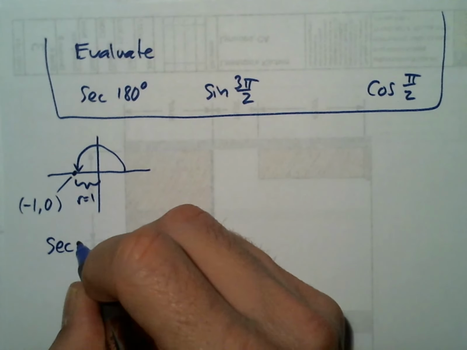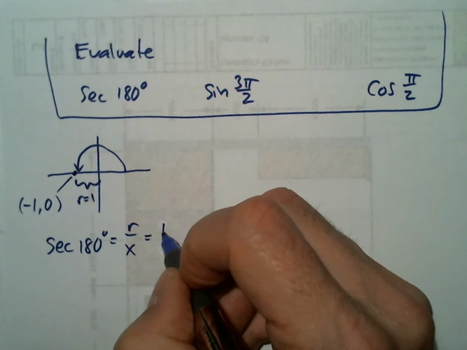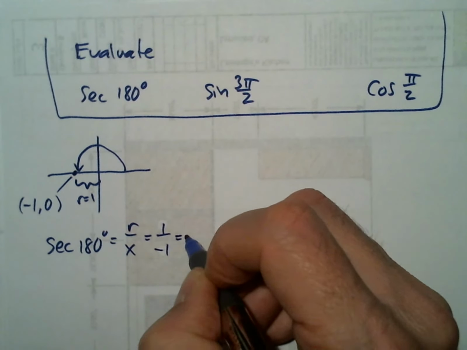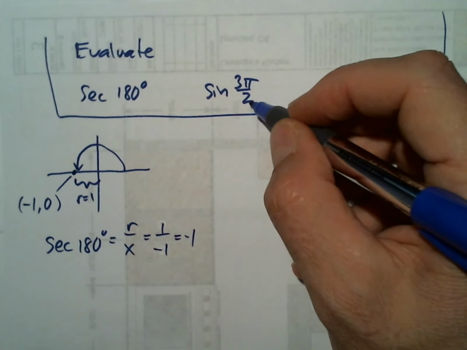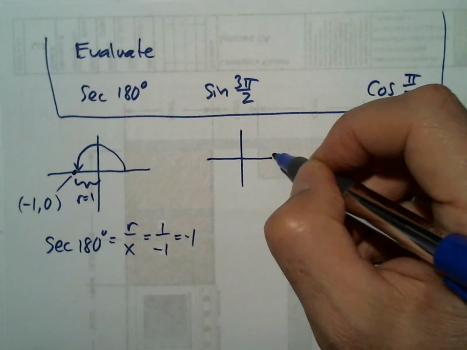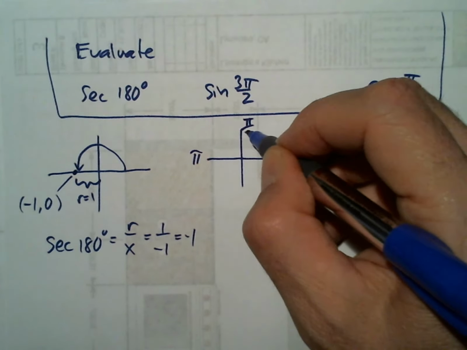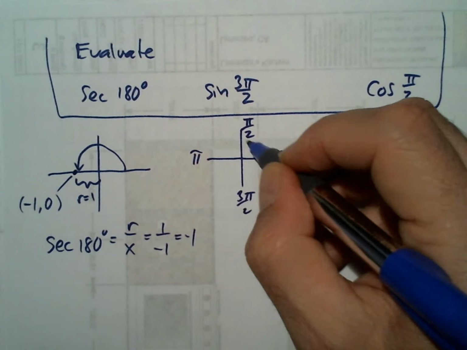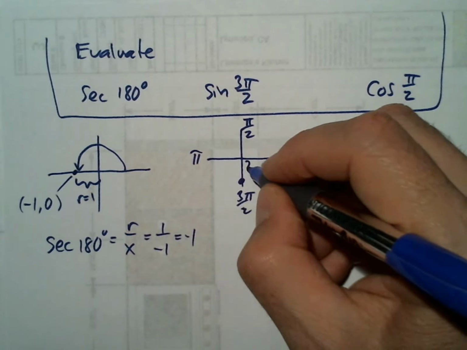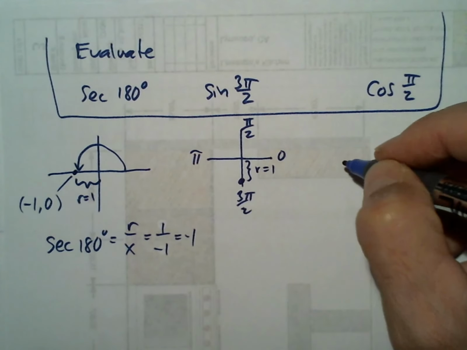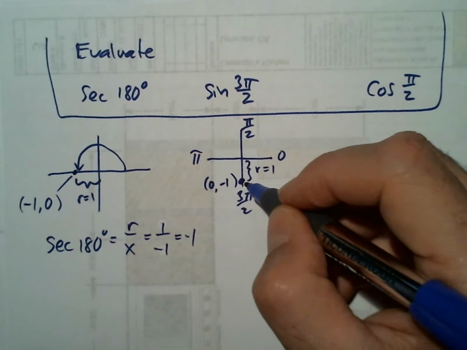We need secant, which is r over x. And here we're dealing in pi over 2, half pies, so we can just start with this. We know that's 0 pi, pi over 2, 3 pi over 2, 1, 2, 3. We know we're here, so we can just choose a radius of 1, and that'll tell us the x and the y. The x is 0 and the y is -1.